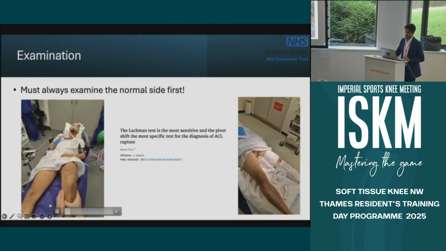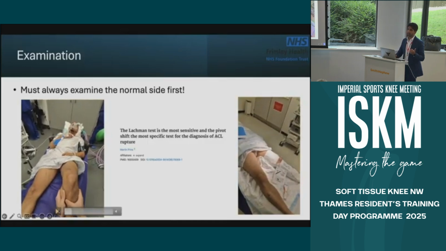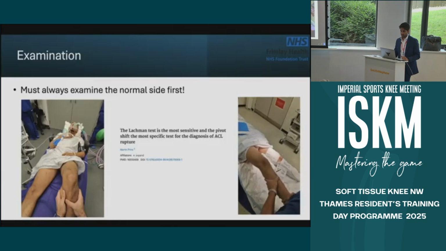So you need to have what? An intact IT band. What else? Intact MCL and a torn ACL as well. You must always examine the normal side first, okay? And that's because you may get caught out with other injuries they may also have if they're very lax.